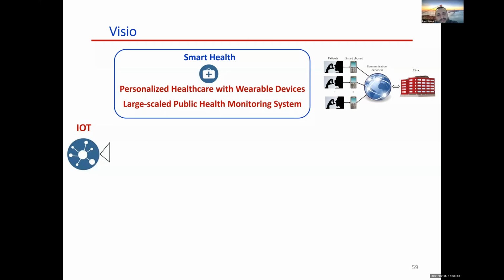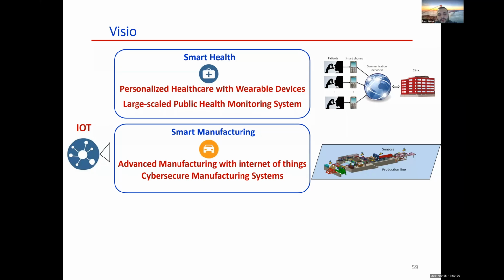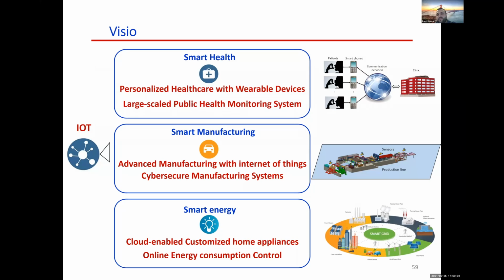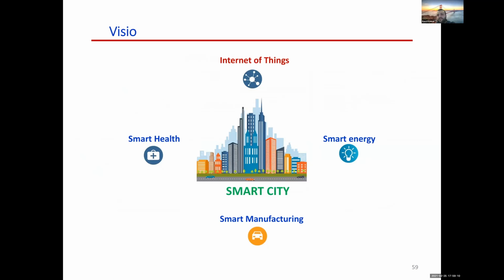So let me just end with this slide: IoT is a combination of multiple systems: smart health, smart manufacturing, smart energy, smart tele-service systems, which I've been talking about in GM. Really, the goal eventually is to build the smart city, which is a combination of these different aspects of IoT.